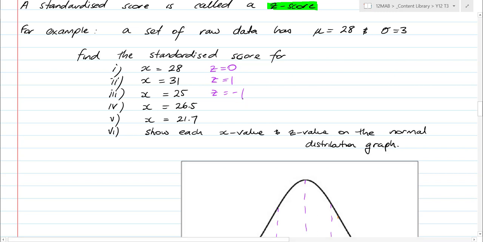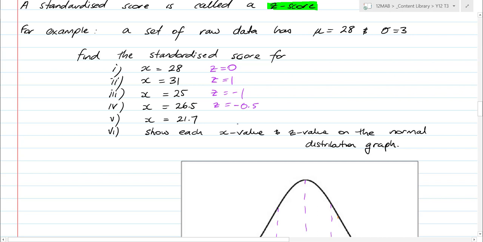26.5, this is where it gets a bit tricky, but you can work this one out. What's 26.5? Any takers? Yeah? Is it half? It is half, and something with it? Or negative half? Negative half, because it's below.